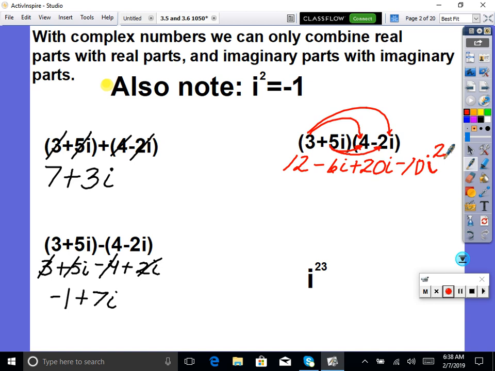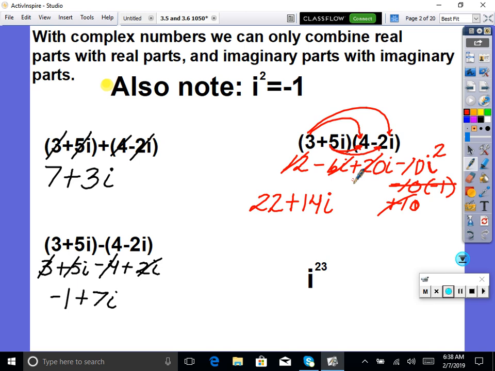Anyways. All right. So then looking at this, guys, I would say this is the same thing as minus 10 times negative 1, so that's plus 10. Make sure you don't add them. Don't be that person that adds them. It's times. So that's plus 10. So then 12 plus 10 is 22. And then minus 6i plus 20i is plus 14i. And we've taken care of everything.